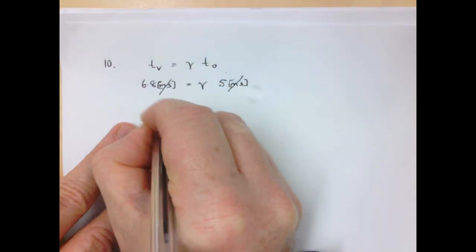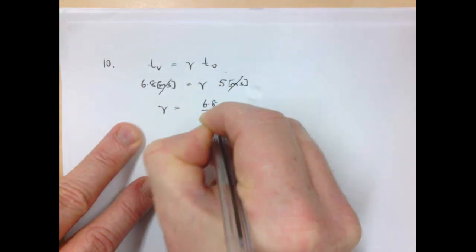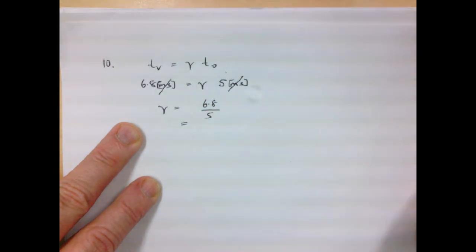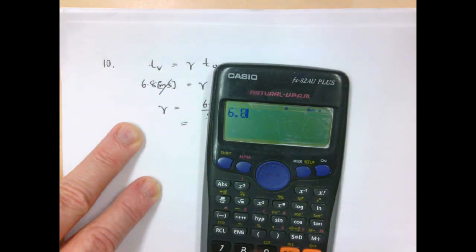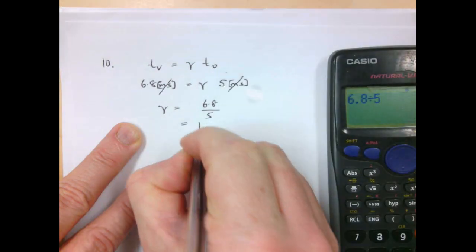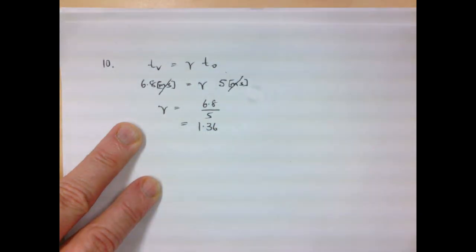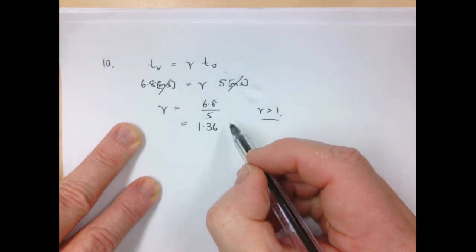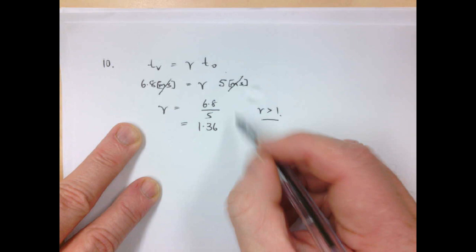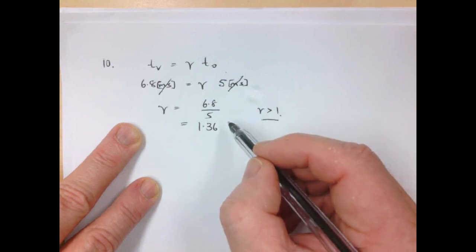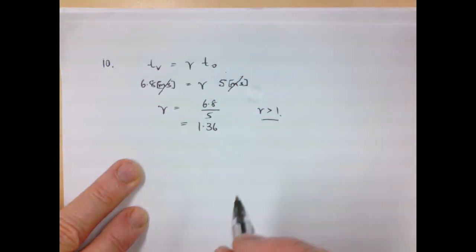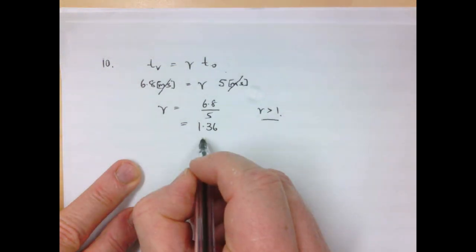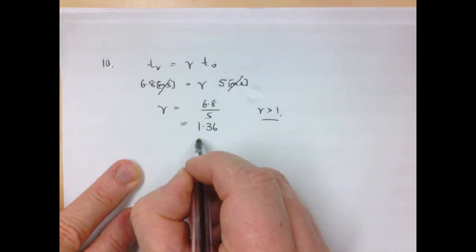This gives us that gamma is 6.8 on 5. So 6.8 divided by 5 gives us 1.36. Don't forget, gamma must be greater than 1. So if you've got this as a 0 point something, you've done the wrong division, it's upside down. Okay, so now we want to find the velocity.